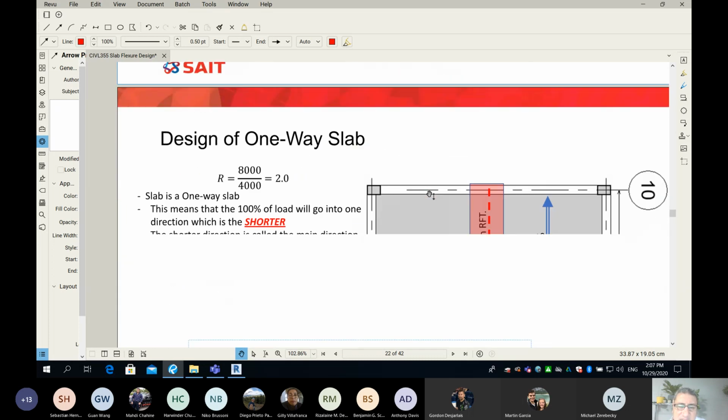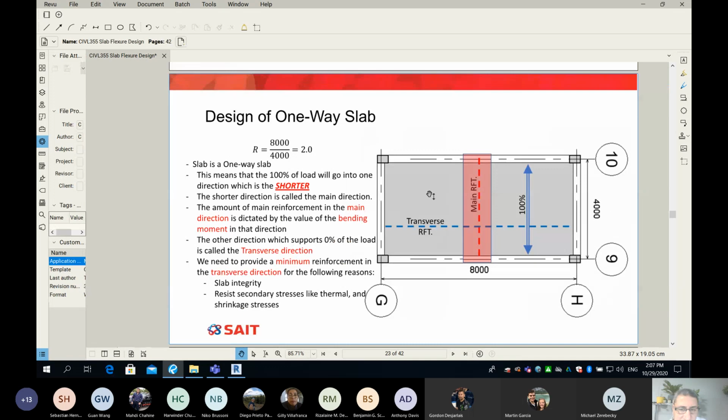Let's see. So my next slide is saying, you know what? Here are more details about one-way slab. Guys, same example. If I have 4 meter and 8 meter, what do you think? 4 and 8, and my beams are all around. So what do you think? Is that one way or two ways? Two-way?